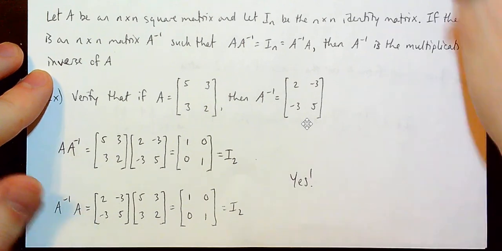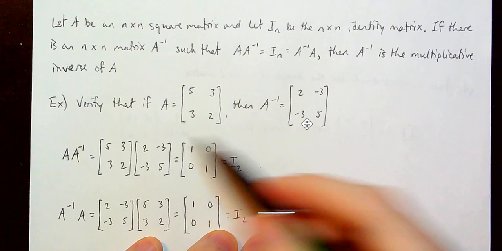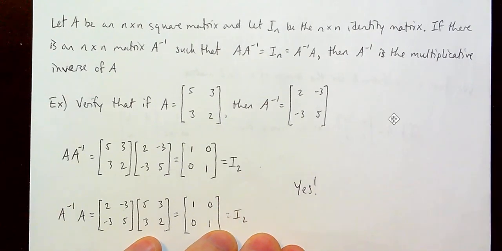And yes, we have verified that the inverse of the matrix A is this matrix right here, 2, negative 3, and positive 5.